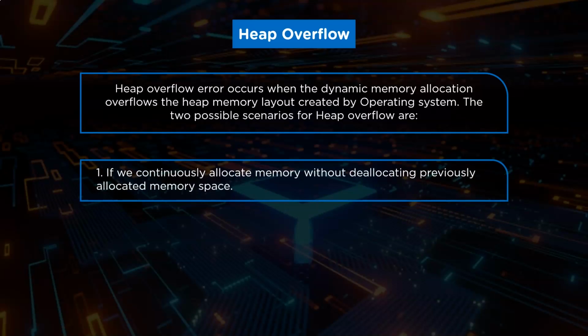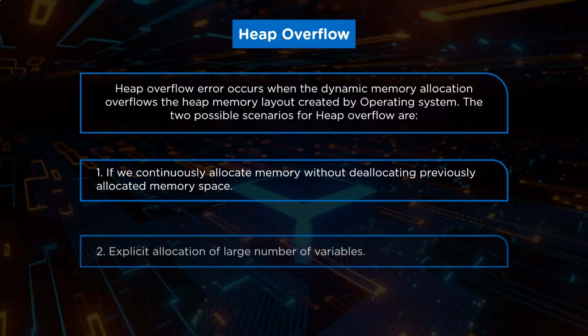The first one is when we continuously allocate memory without deallocating previously allocated memory space. In this case, RAM memory is ultimately getting used for heap storage, but it is unavailable for other processes. If this scenario happens in your program, then there are high chances of your RAM crashing, and eventually it will lead to a deadlock or freezing of other main OS programs.